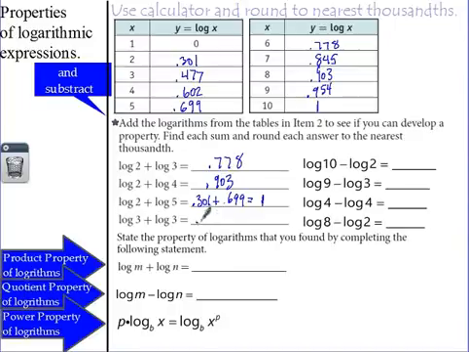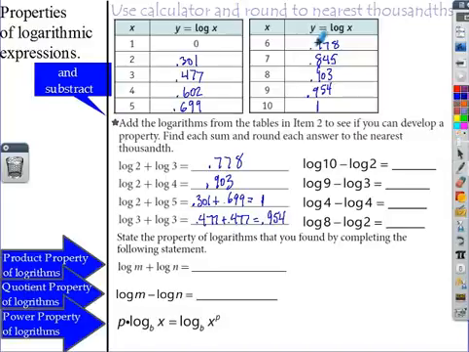Log of 3, that's 0.477 plus 0.477. Okay, log of 3. And that's actually equal to 0.954. Calculator can verify that those do add up to 0.954. Okay. Well, have you noticed anything here about these answers?